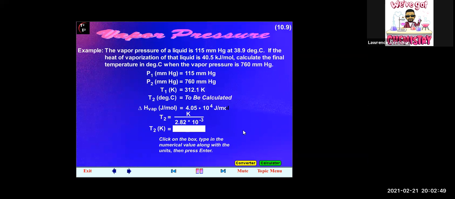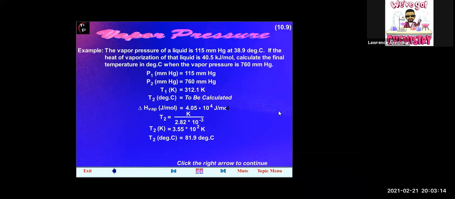So your T2 is going to be what? And that is T2 in Kelvin. What is T2 in Celsius? Once you get your Kelvin, what do you do to get your Celsius back? Subtract. That will give you 81.9 degrees Celsius.